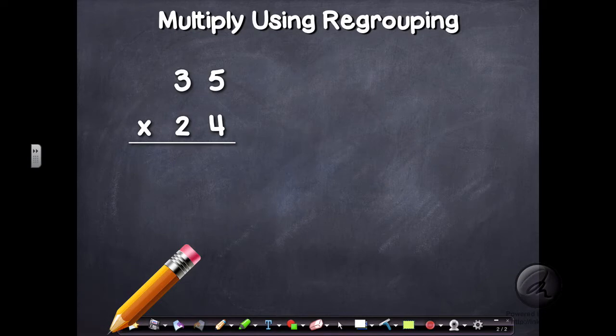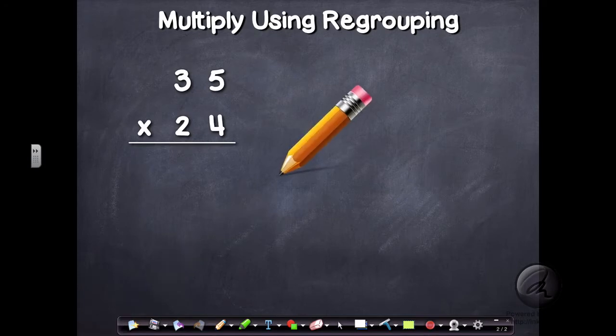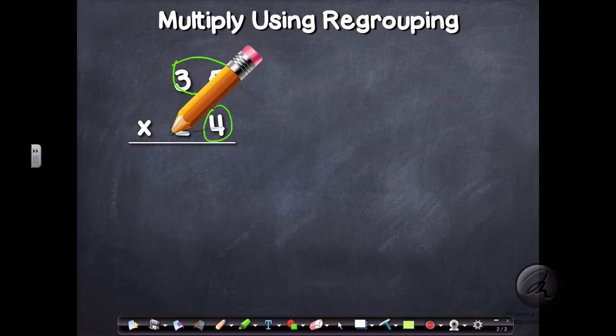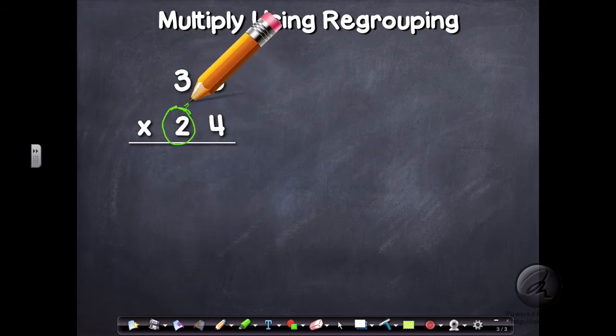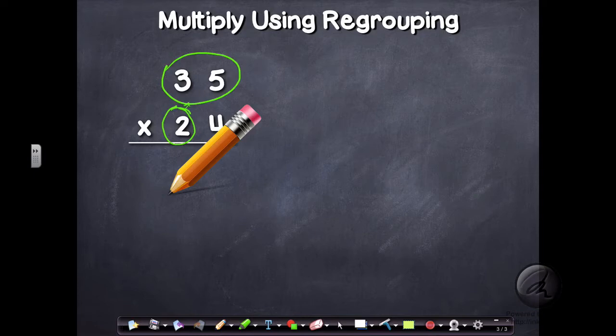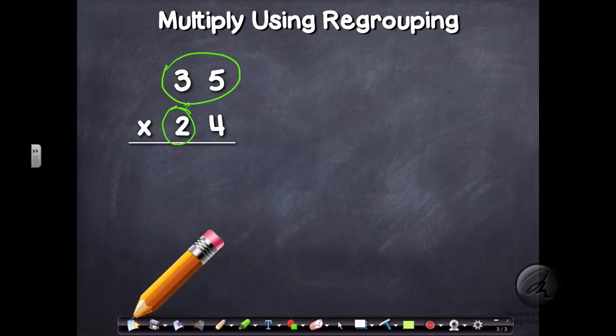So if I have a problem here, like 35 times 24, if I'm going to multiply using regrouping, what I'm essentially doing is I'm going to be multiplying this 4 times 35, and then I'm going to be multiplying this 2 by the number 35, okay? And then I'm going to get partial products from there, and then I'm going to add them together, okay? So let's see what that looks like.